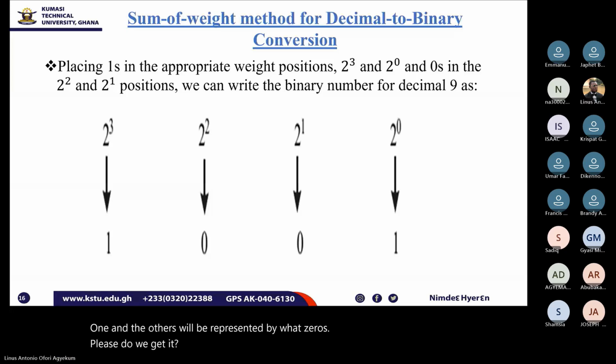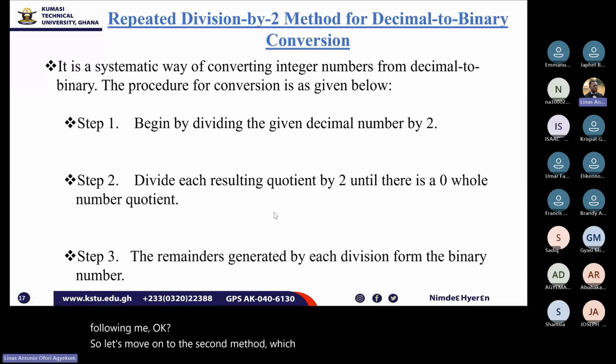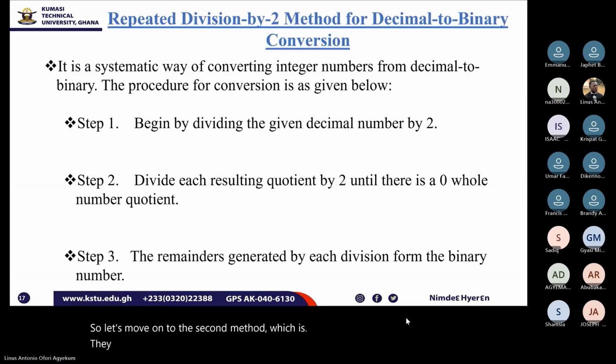All right. So let's move on to the second method, which is the repeated division by 2 method for decimal to binary conversion.